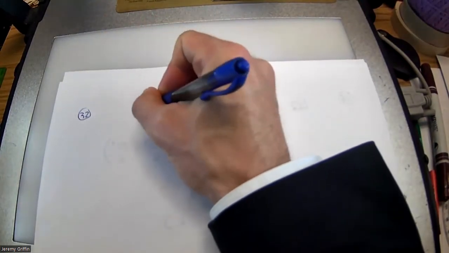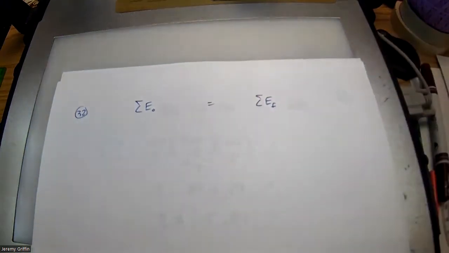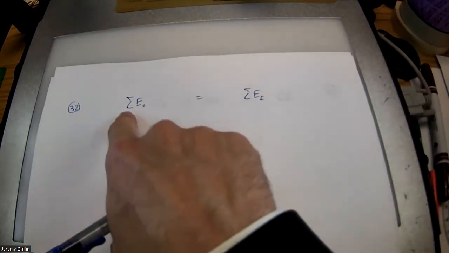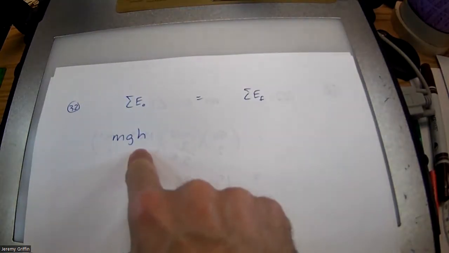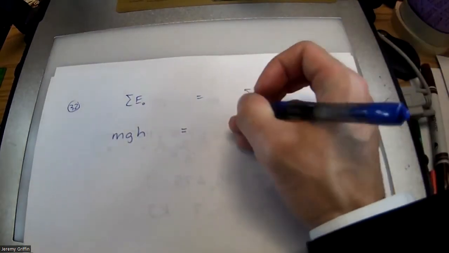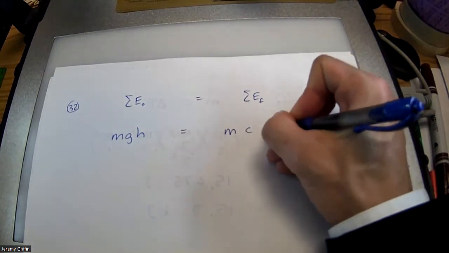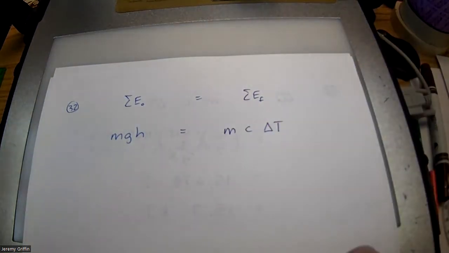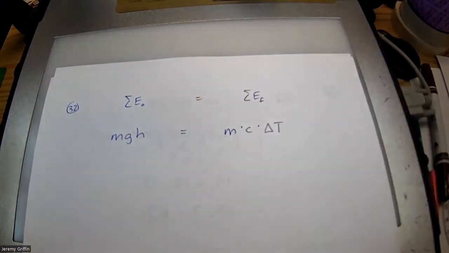Number 32. This was really a conservation of energy question. Sum of energy initial equals sum of energy final, or energy exchange. So I'm going to say it all started off as mgh. That's potential energy at the top. And then by the time the water gets down to the bottom, it takes a thermal form, which is mc delta T. And so this on the left is equal to this on the right.